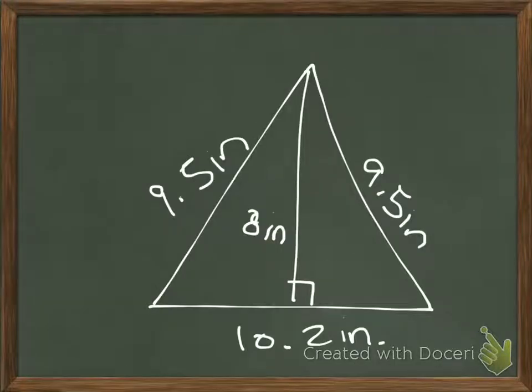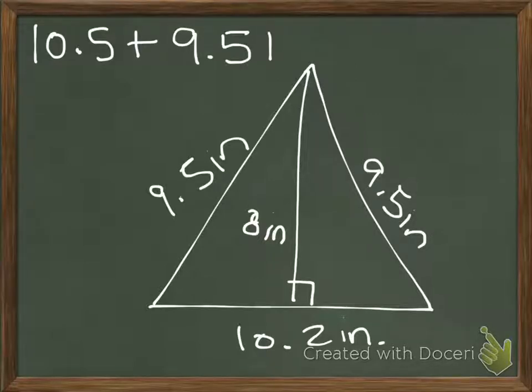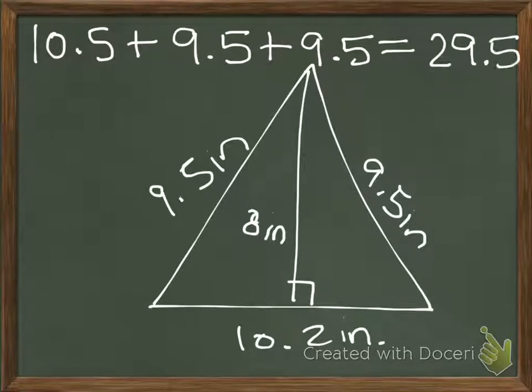The last figure is a triangle. The perimeter of a triangle is adding up all 3 sides, so side plus side plus side. In this case our 3 sides are 10.5 plus 9.5, and you actually have another plus 9.5 because 2 of the sides are the same. So we add that up to give us 29.5, and we label that with inches.